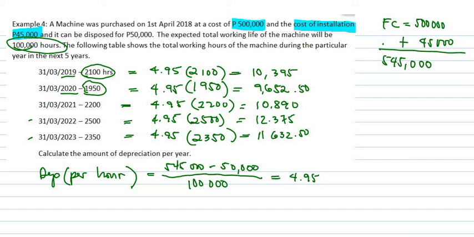So these are the depreciation for every year: depreciation for 2019, 2020, 2021, 2022, and then the depreciation for 2023. Again, these are the amounts of depreciation per year.